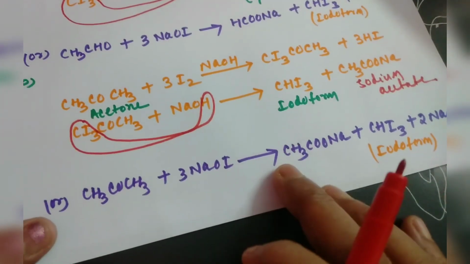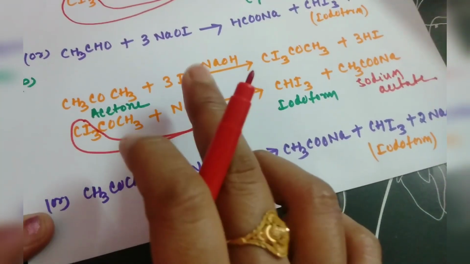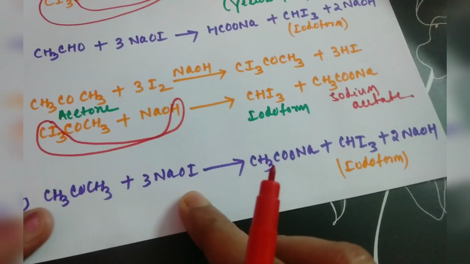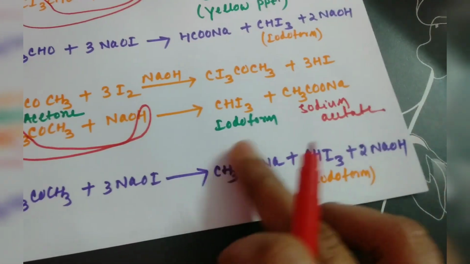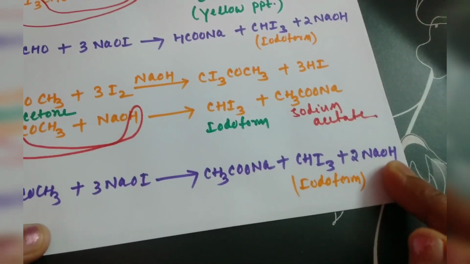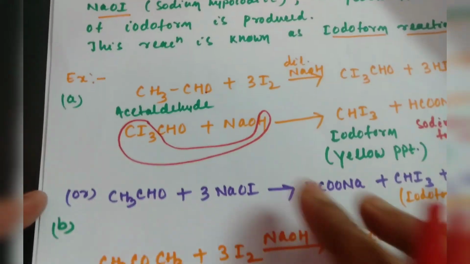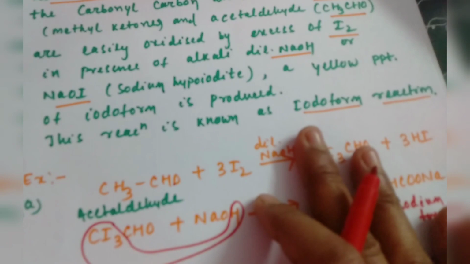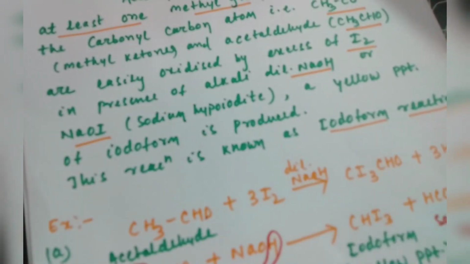Here also, if you want, you can write the reaction directly instead of these two steps. Acetone when treated with sodium hypoiodite forms sodium acetate plus iodoform plus sodium hydroxide. Okay, this is the process. But how will you remember the product? There is a mechanism for this reaction, and we will discuss the mechanism. Okay. Now let us discuss the mechanism of the iodoform reaction.